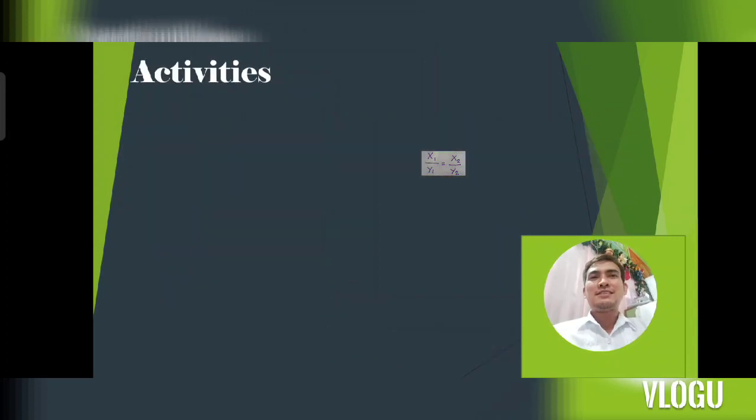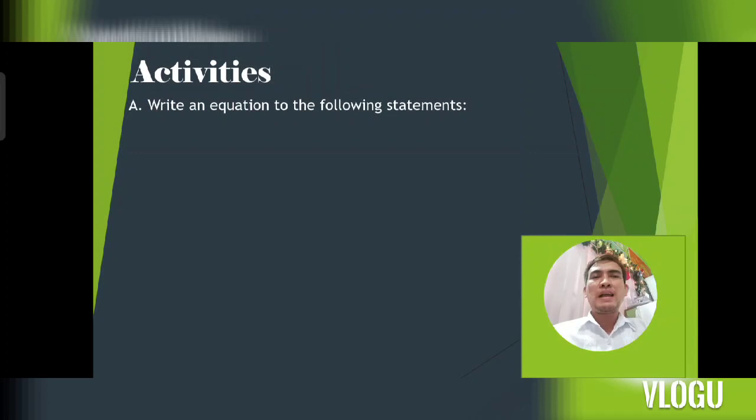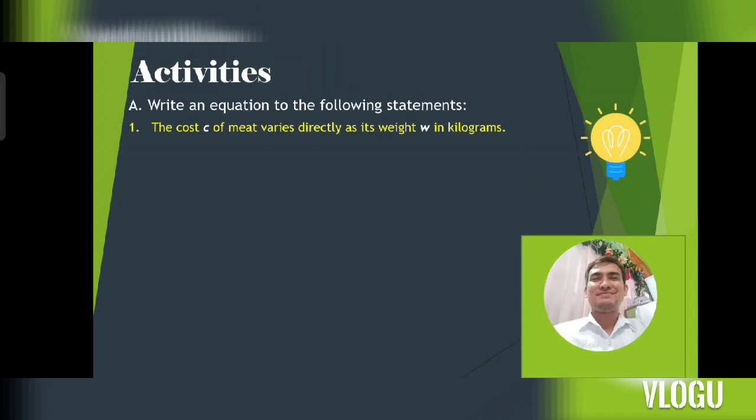Okay, so let's take the first activity. Write an equation to the following statements. I'll be giving you 5 seconds to answer. Are you ready? Let's go. The cost C of meat varies directly as its weight W in kilograms. Ready? Go. The correct answer is C is equal to KW.